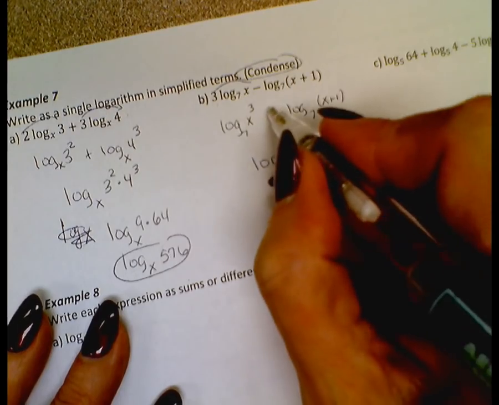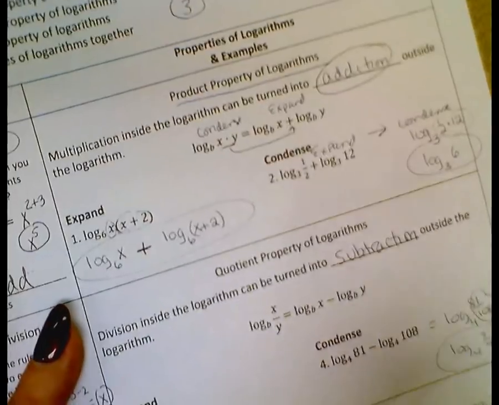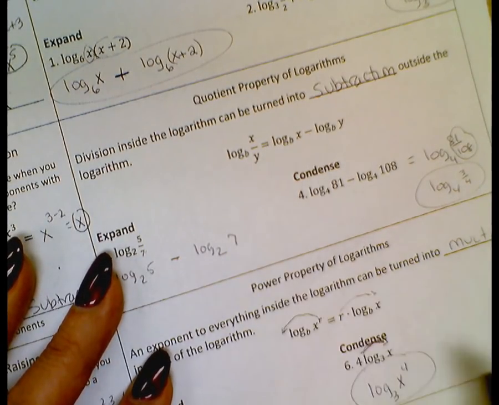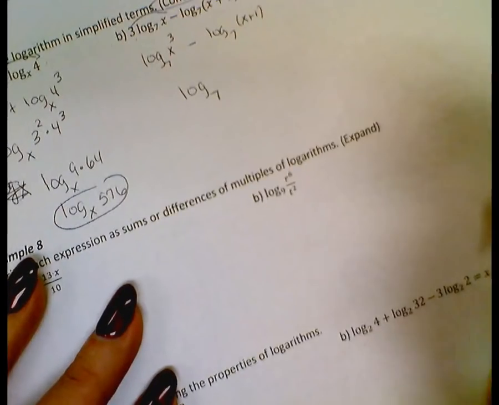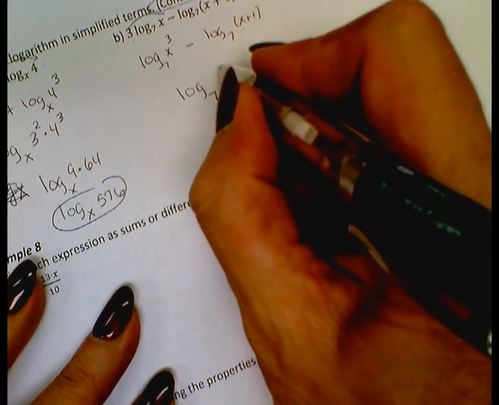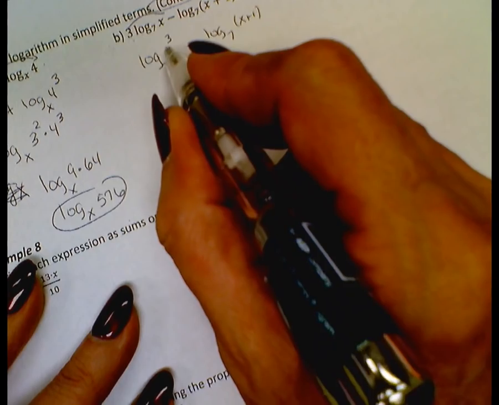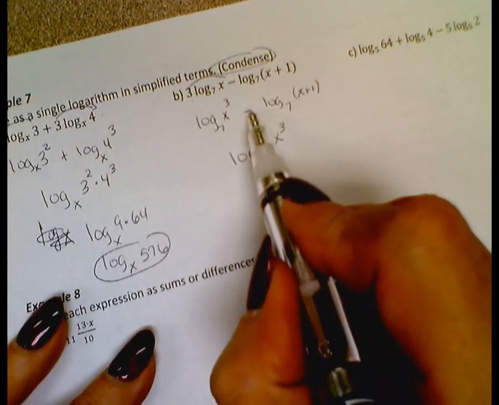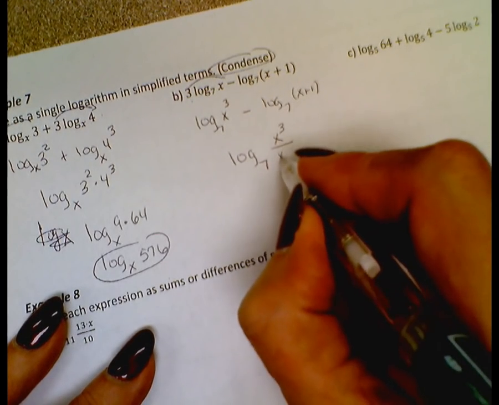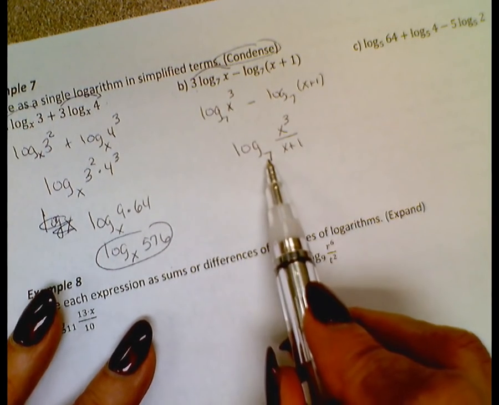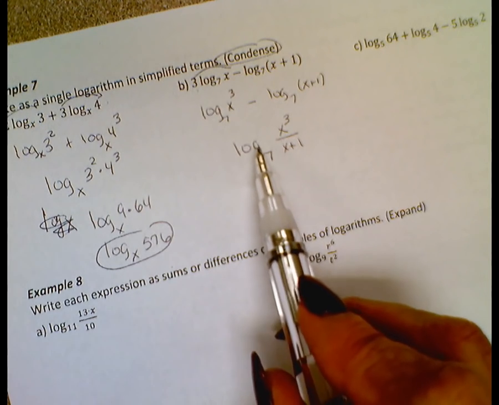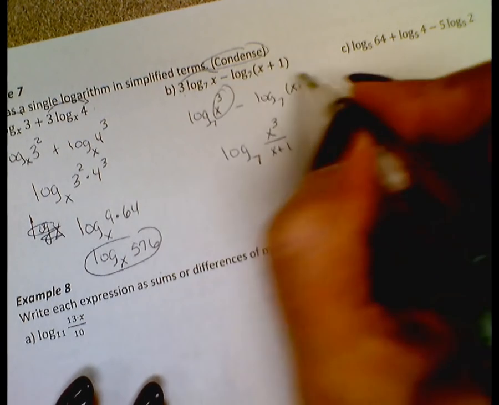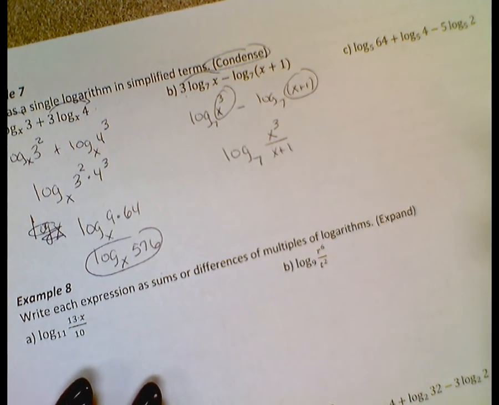Now, what happens when you see a subtraction? When you see a subtraction, like in this one right here, what we're really going to do is divide. So this is called the quotient property. We are going to take x cubed, that's in the top. If it's got a positive sign out front, it goes in the top. If it has a subtraction sign out front, that goes in the bottom. Now notice I'm only writing log base 7 once. You're only allowed to write it once. That's what condense means. So don't write it twice. You write the log base 7 once, but then you take this and you divide this. And that's your answer.